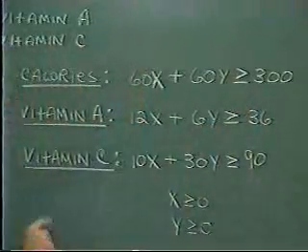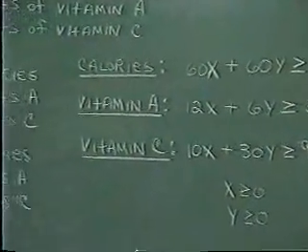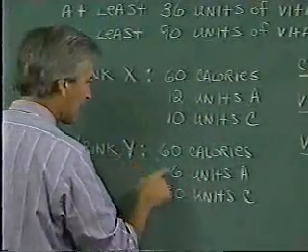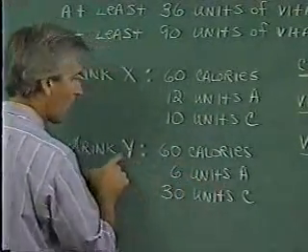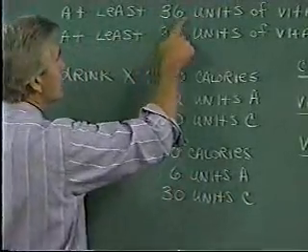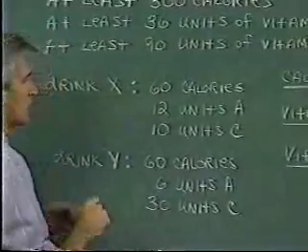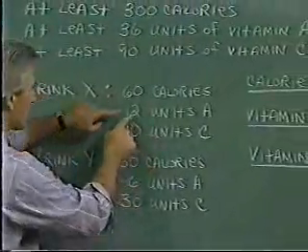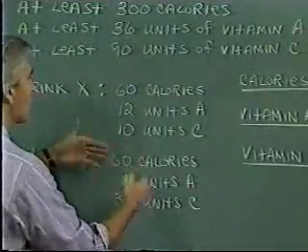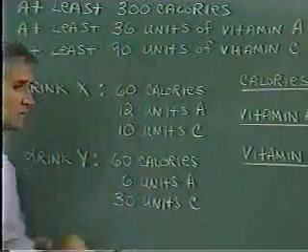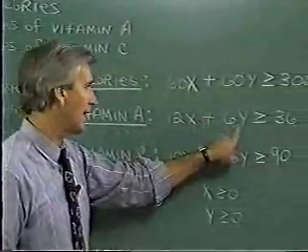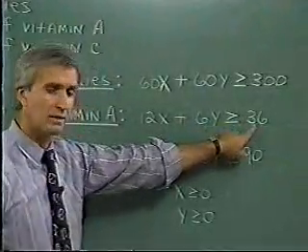Now for vitamin A, we get 12 units of vitamin A when we drink X, and we get 6 units of vitamin A when we drink Y. We need at least 36 units of vitamin A. So what are we talking about? We're talking about 12x plus 6y is greater than or equal to 36. That's our next inequality.